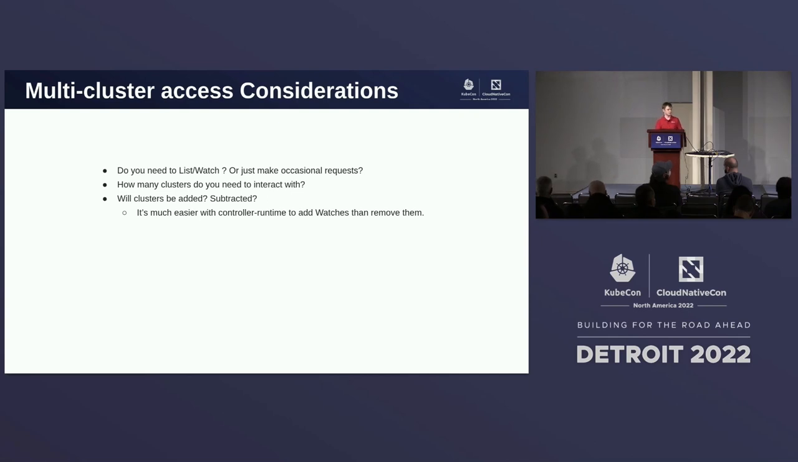How many clusters do you really need to interact with? Is it just a handful? Is it 1,000? Is it 1,000,000 edge devices running some small cluster? That can really impact the style and the way that you're going to keep a cache, the way you're going to keep a client, and where that's going to happen, how you might shard that out.